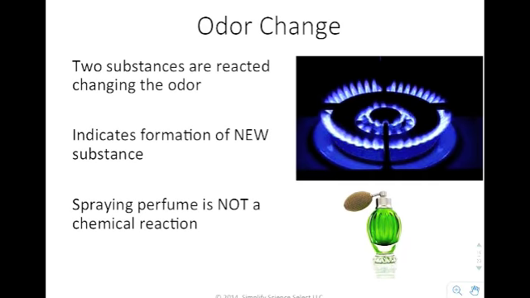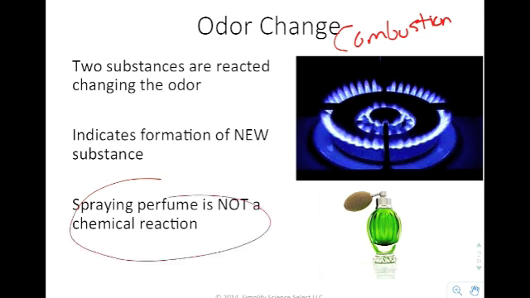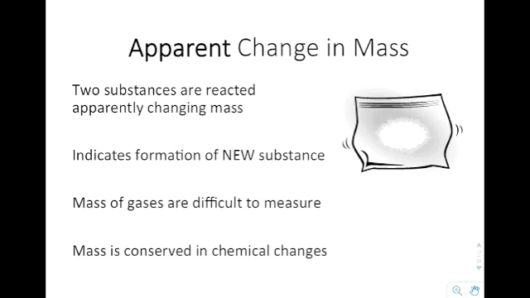If you have an odor change, okay, that's generally an indication that there's been a chemical reaction. It smells different. Okay, that's particularly true when we talk about combustion. Whenever you burn something, you tend to produce an odor. Okay, so it indicates the formation of new substances. But if you spray perfume, that does not mean there's been a chemical reaction between the liquid and the air. Okay, that's not a chemical reaction. Instead, that's just taking the substance that smells and spreading it out. So once again, you have to weigh the evidence in total.